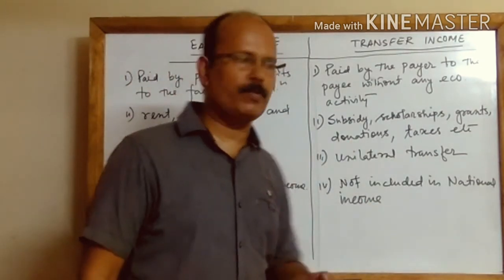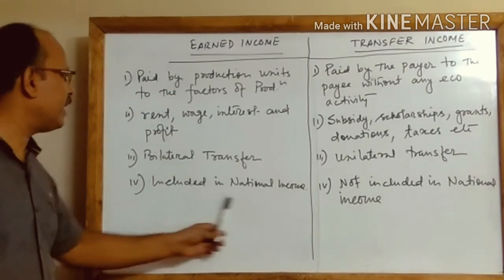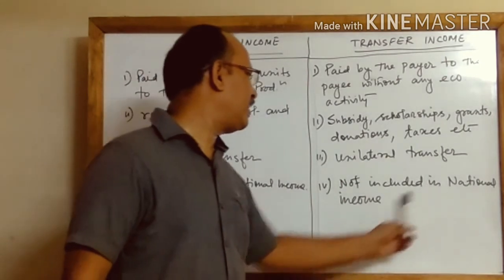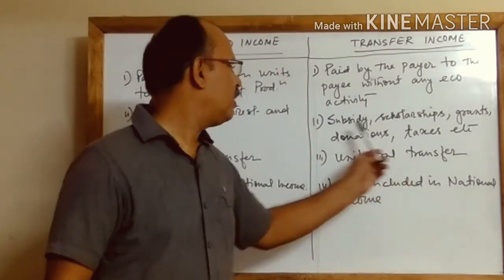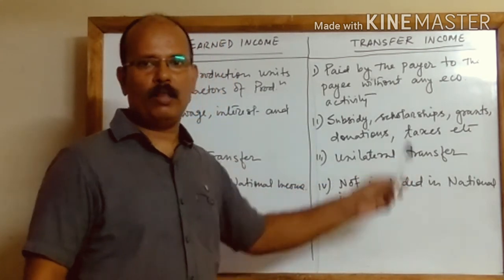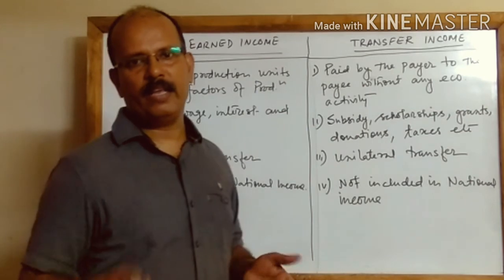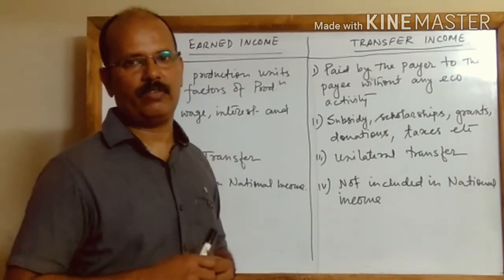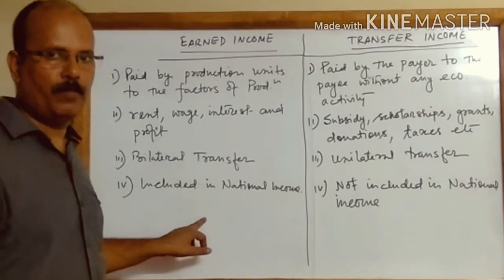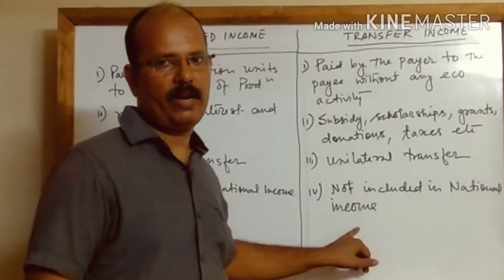The next difference between these two is that earned income is included in national income, but transfer income is not included in national income. Transfer income, that is subsidies, scholarships, grants, donations, taxes, etc., are not included in national income because in return of that, there is no economic activity. So, earned income is a part of national income, and transfer income is not a part of national income.